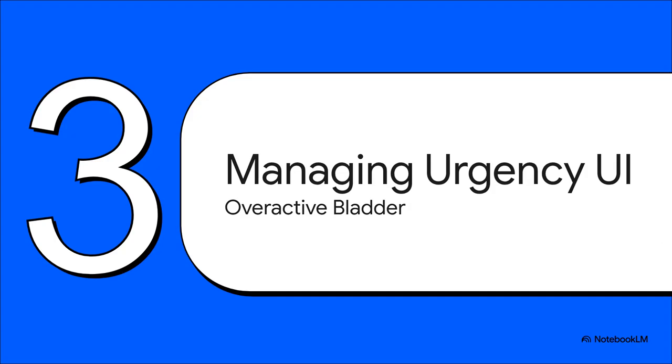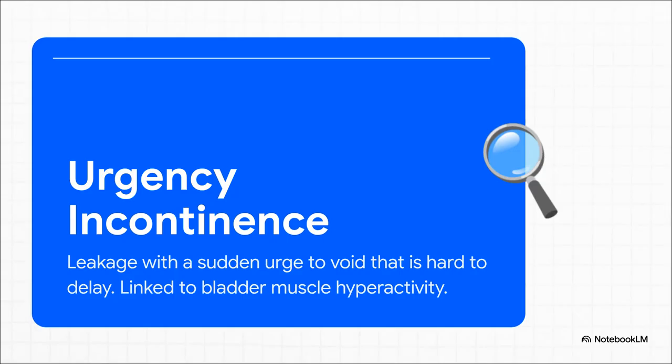Okay, let's switch gears. We're moving from the mechanical problem of stress UI to a completely different beast, urgency incontinence. This isn't about physical pressure at all. It's all rooted in the syndrome we call overactive bladder, or OAB. So unlike the mechanical issue in stress UI, urgency UI is all about the bladder muscle going into overdrive. The detrusor muscle just contracts when it's not supposed to, and that creates that sudden, overwhelming, gotta go now feeling. This physiological difference is why our whole treatment approach has to change.